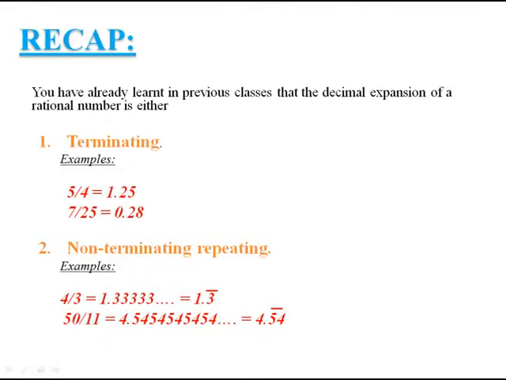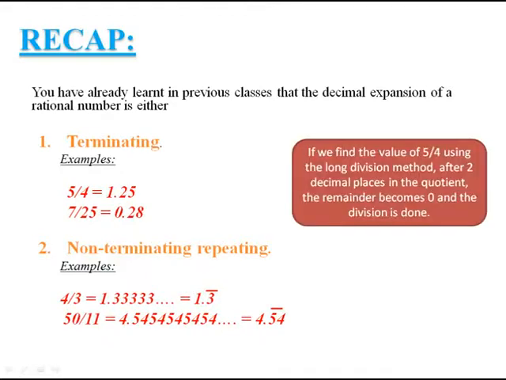Examples of terminating decimal expansions of rational numbers are 5 by 4 and 7 by 25. If we find the value of 5 by 4 using the long division method, after 2 decimal places in the quotient, the remainder becomes 0 and the division is done. Since the remainder becomes 0 in the long division method, these numbers are terminating decimal numbers.